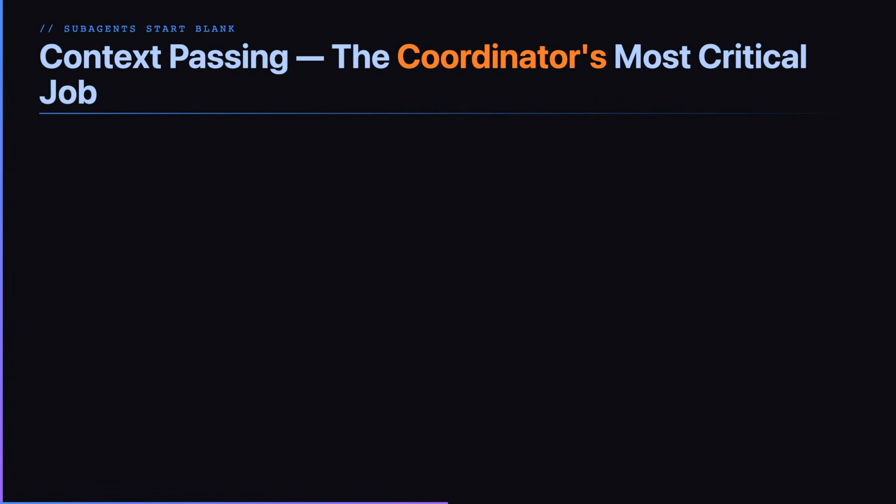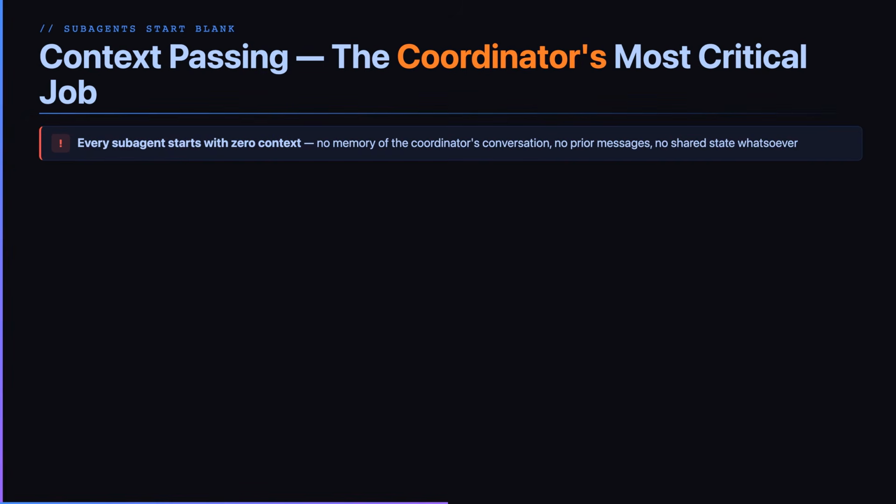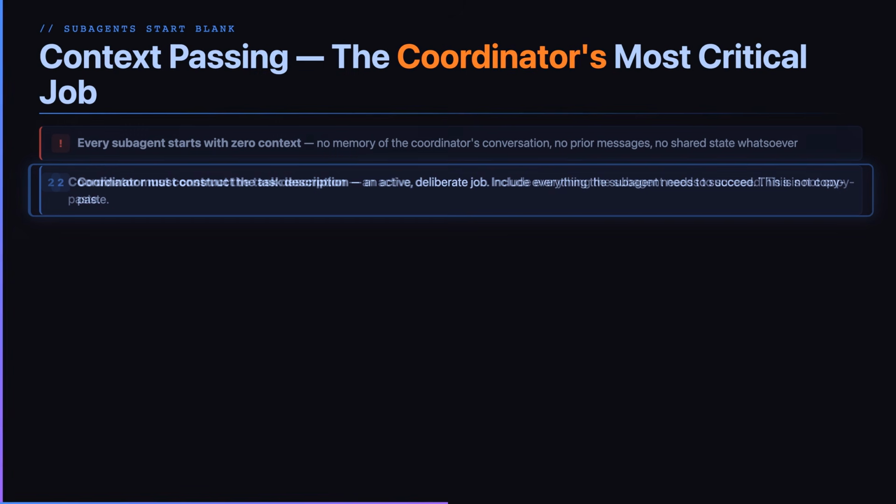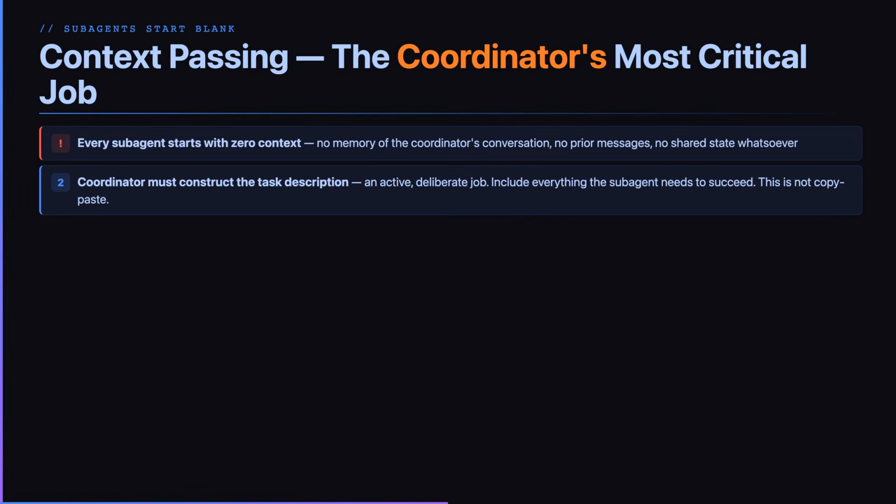Context passing is the coordinator's most critical job and the most common source of bugs. Here's why. Every subagent starts blank. It has no memory of the coordinator's conversation, no prior context, no shared state. Zero. So the coordinator must construct a task description that includes everything the subagent needs to succeed. This is an active construction job, not a copy-paste.